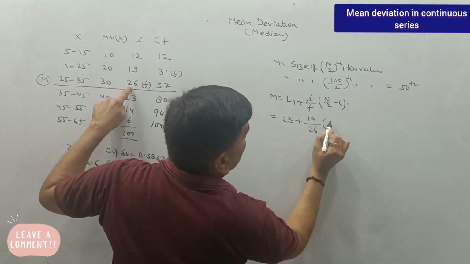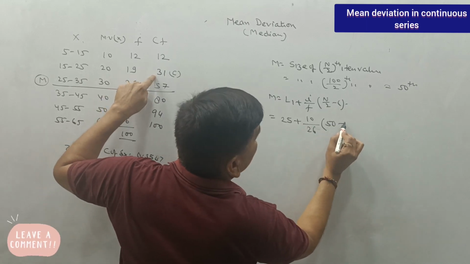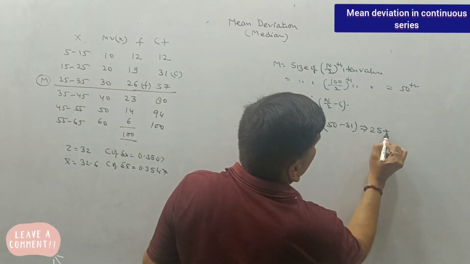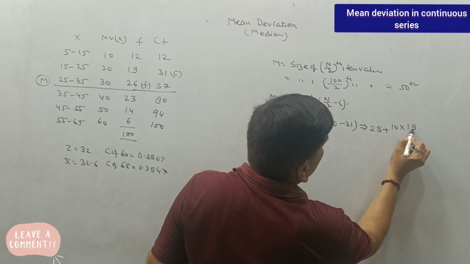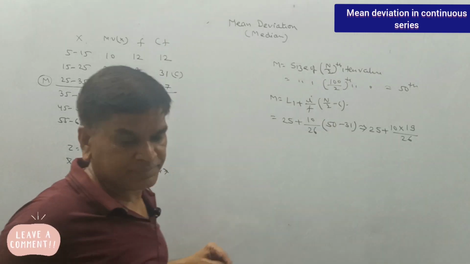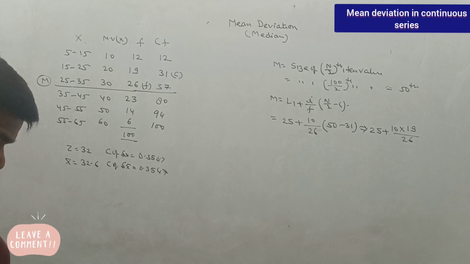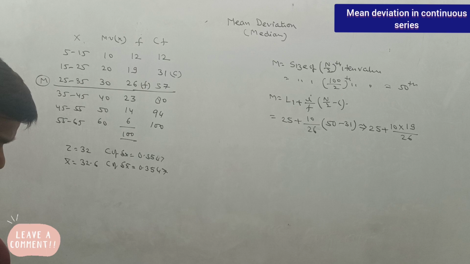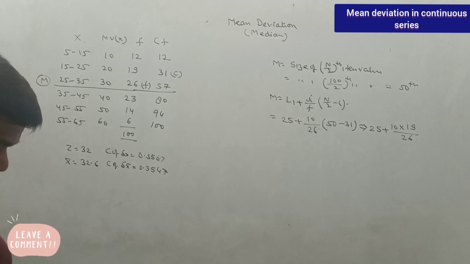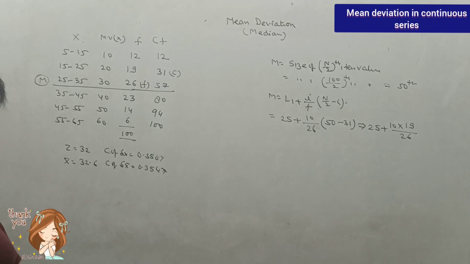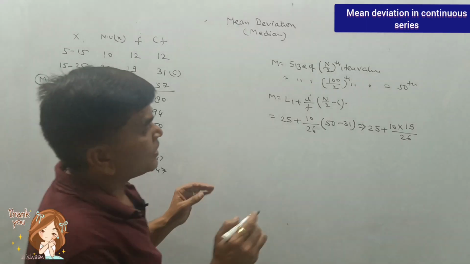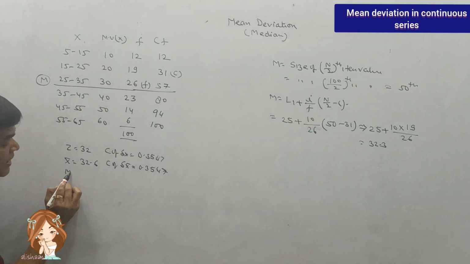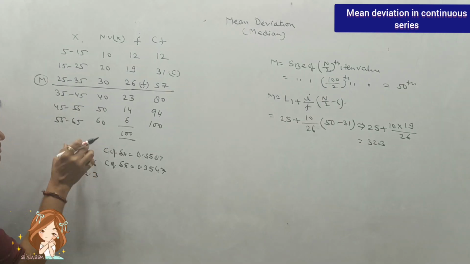This is 50 minus 31. So that may be 25 plus 10 multiply 19 divided by 26, that is 32.3. So the value of median is 32.3.